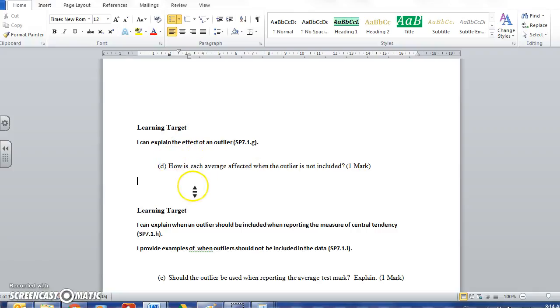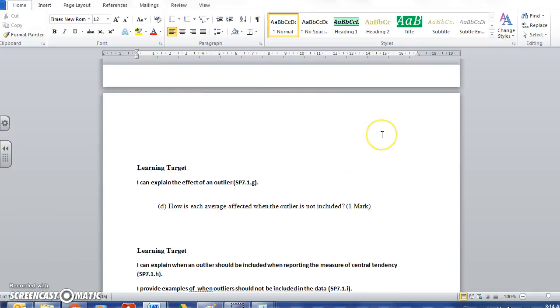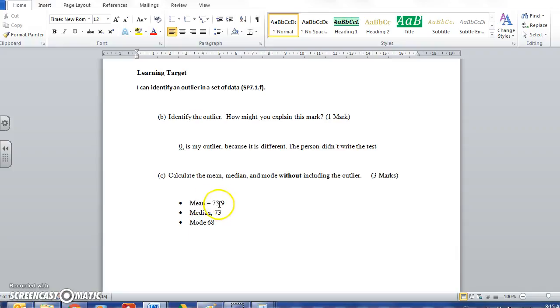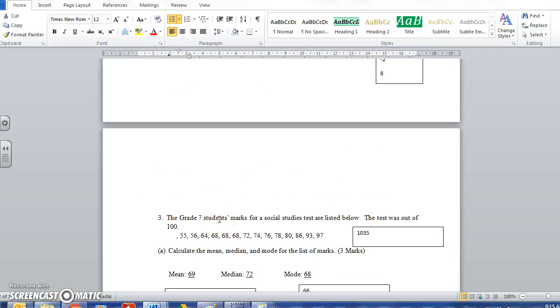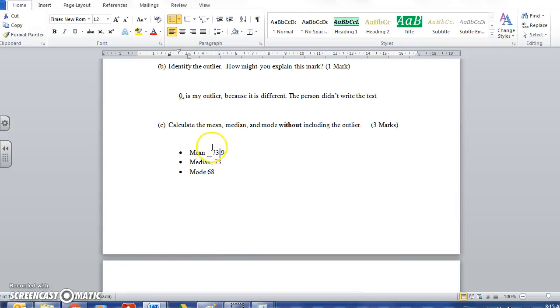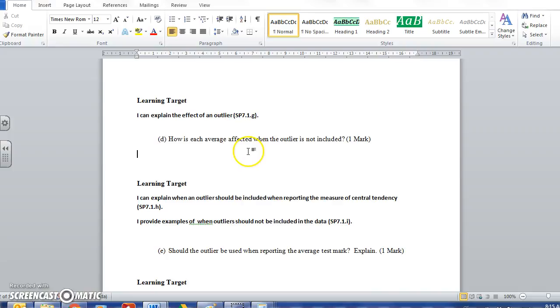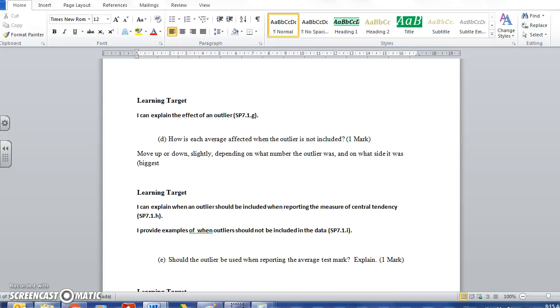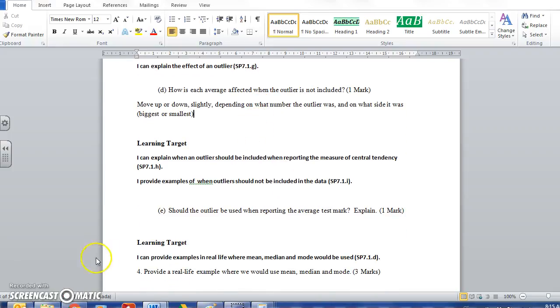And then I need to explain how each average is affected when the outlier is not included. Well, my mean went up, my mode stayed the same, and my median went up slightly. So I could just say that, or generally they move up or down slightly depending on what number the outlier was and on what side it was. So was it the biggest number or was it the smallest number? That is going to make a difference.